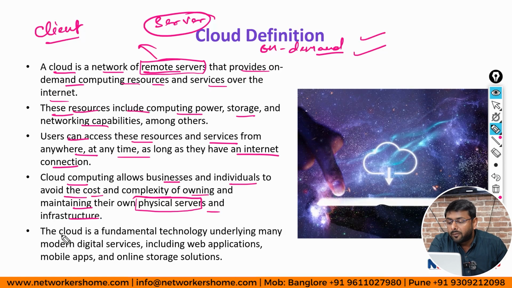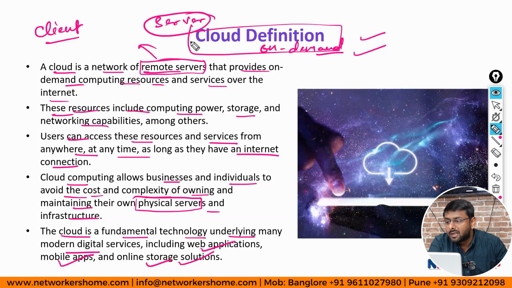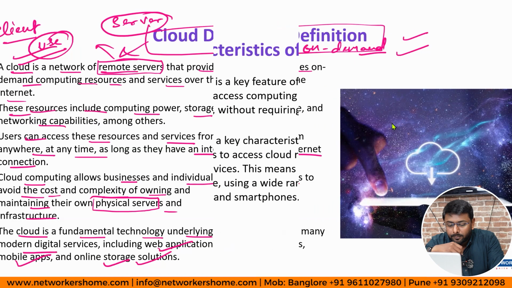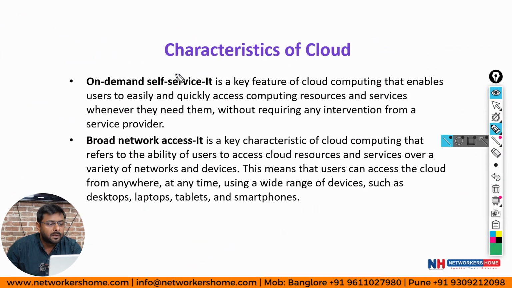So this cloud is a fundamental technology that underlies all the modern digital services, including web applications, mobile apps, and even we can use this for online storage solutions. So you can say that this is the definition as well as the use of this cloud. Means why do we use this cloud? Next, we have the characteristics of the cloud.